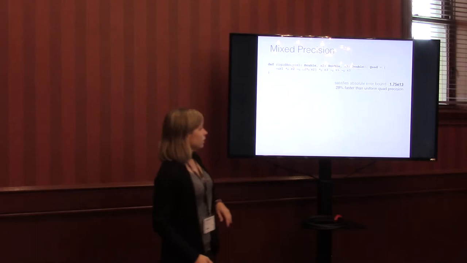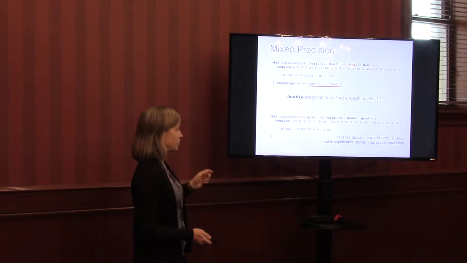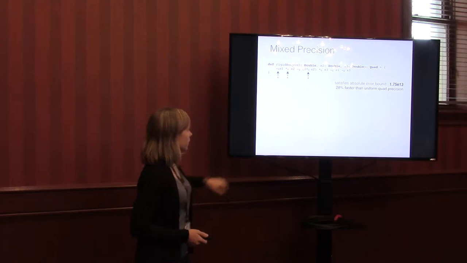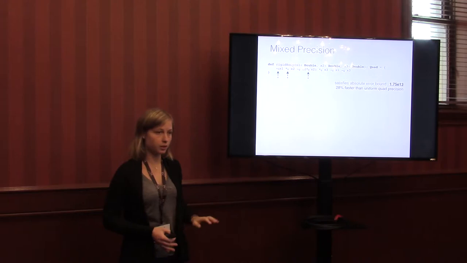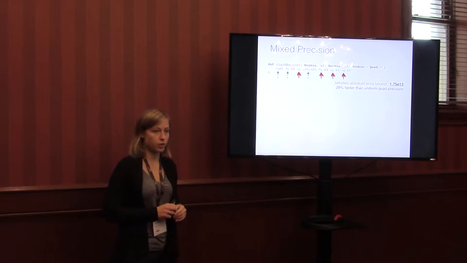However, so I said double precision is just not enough. So maybe if we could just add a little bit of accuracy to it, then this would be sufficient. And we can do this with mixed precision. So in this implementation, I've marked with D the operations that are implemented in double floating point arithmetic, so in the lower precision, and Q for those that are implemented in the higher quad precision. Now this will still satisfy that error bound, but it will be roughly 28% faster than if you had just used uniform quad precision.